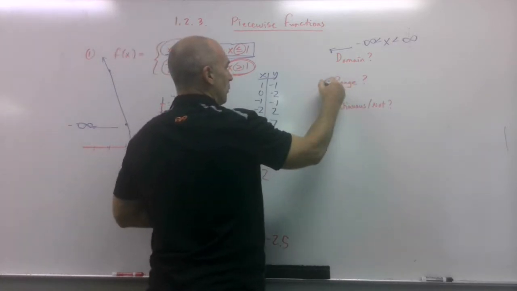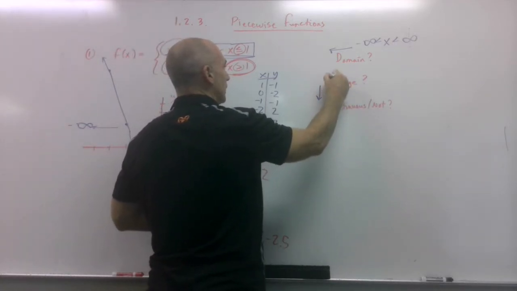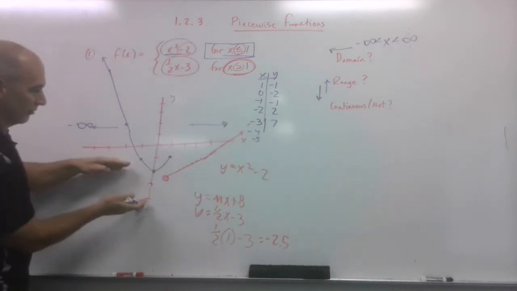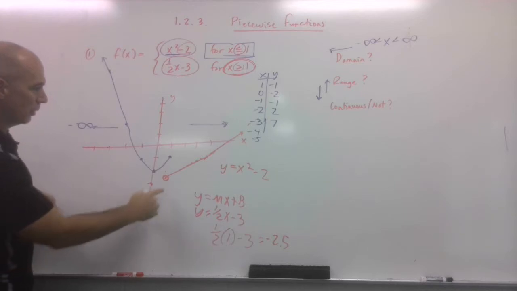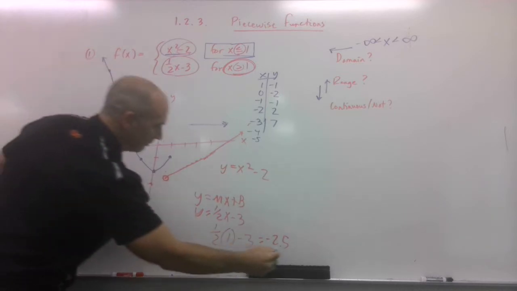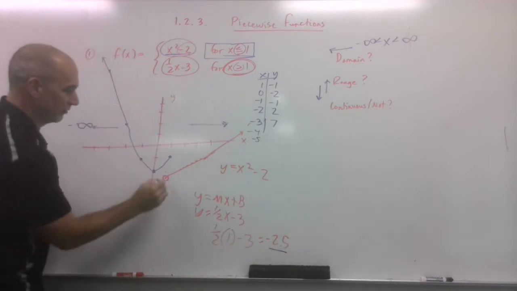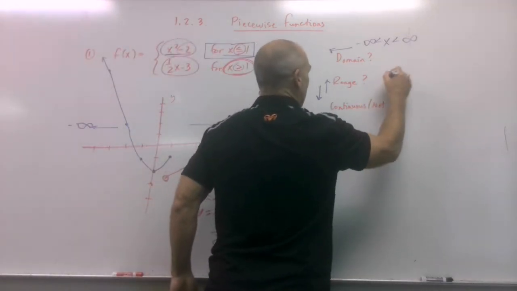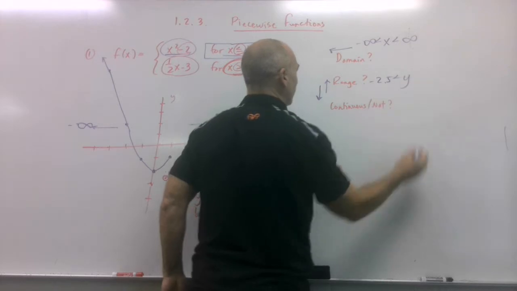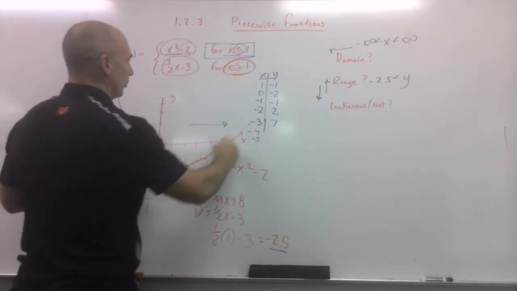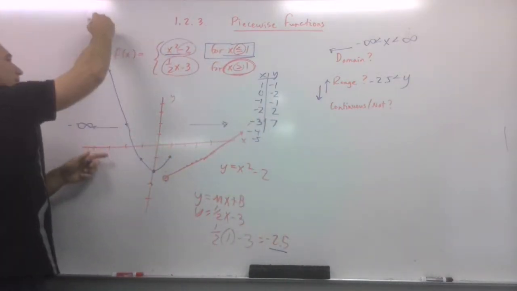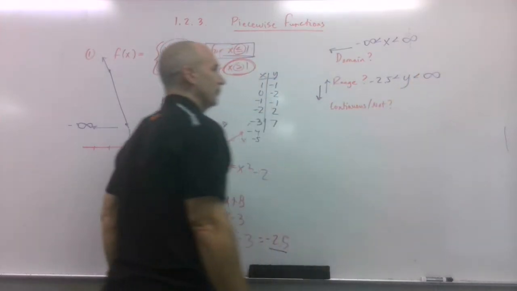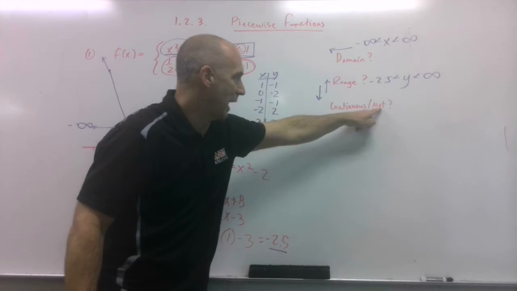Now what about the range? The range is my y value. How low does it go and how high does it go? Always start with how low it goes. So how low does this graph get? Well, it gets to right here, which we said -2.5, but it's an open circle. So that would be y is greater than -2.5. But then as you can see, this goes up and up and up forever. So it's less than infinity.